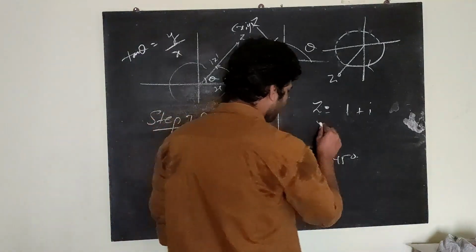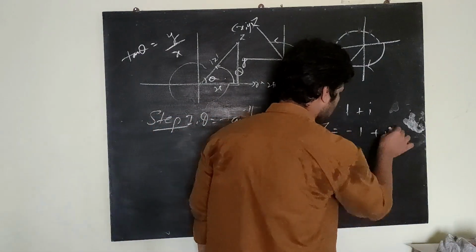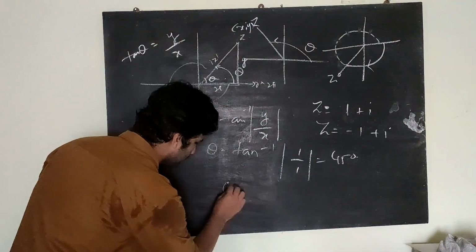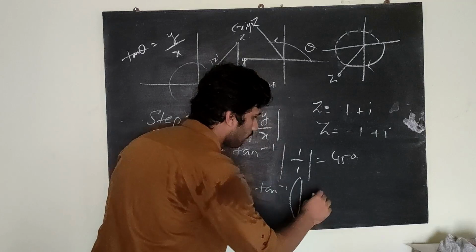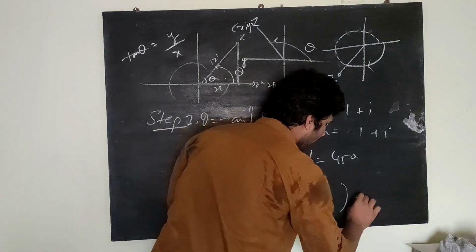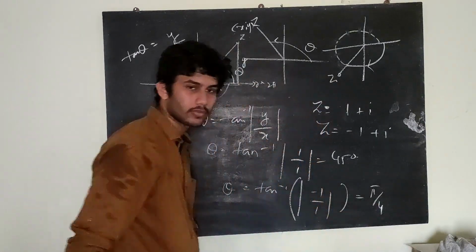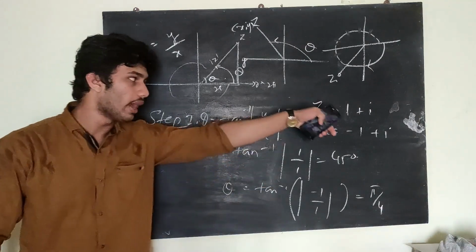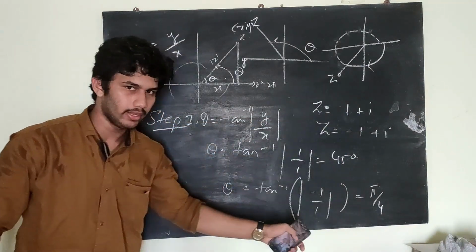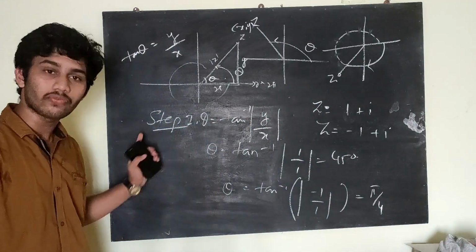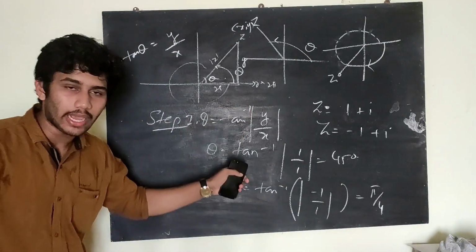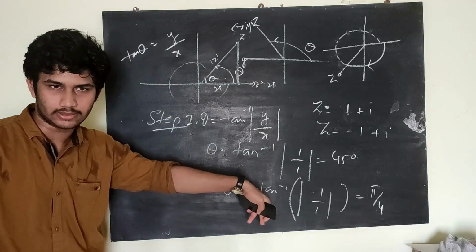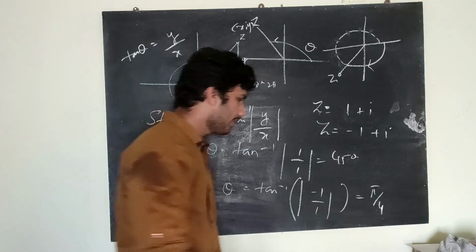Even if it was negative, like minus 1 plus i, theta is equal to tan inverse of modulus of minus 1 by 1. Again it is pi by 4 only. So take the mod value of x and y and find the theta value. This is your first step. So the first step is: find theta is equal to tan inverse mod y by x.